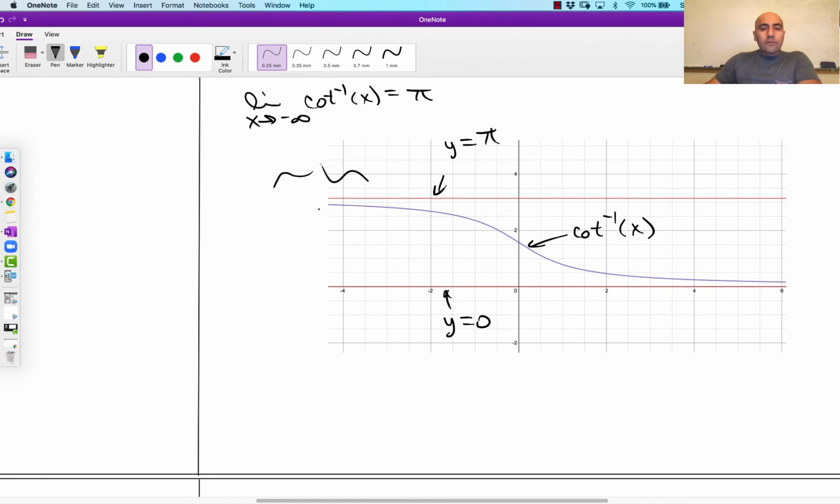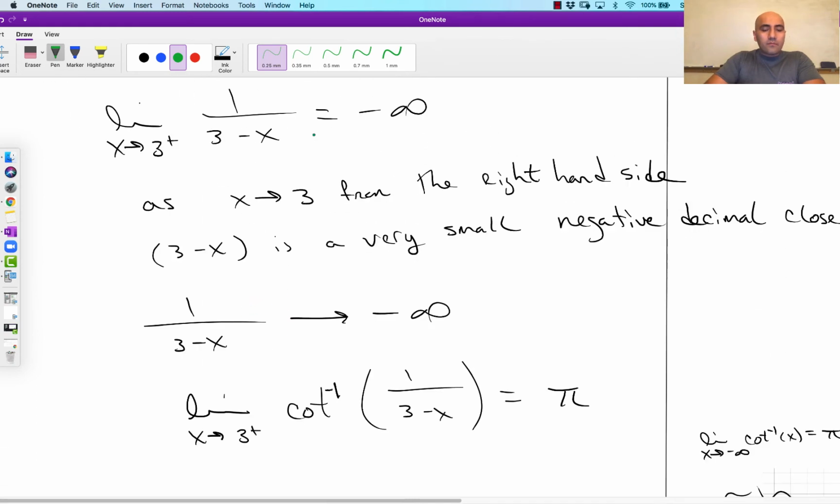It's heading toward pi, infinitely close to pi, as the input values grow toward negative infinity. As the input values grow toward negative infinity, the output values of this cotan inverse function grow toward pi. Then we combine that with the fact that we have some function inside that's growing toward negative infinity, and that's how we get this answer above. So our answer is pi.